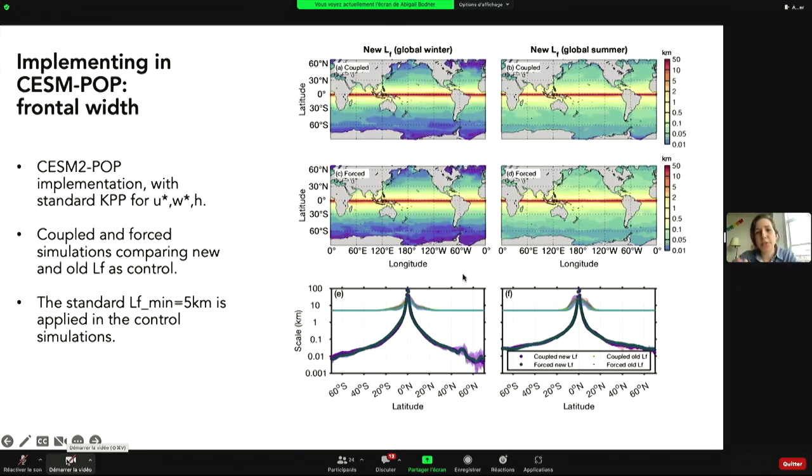Okay, so these are the same version of the plots before, where we're just looking at the global distribution of frontal width. Similar to before, we get these much sharper fronts, especially as we get far from the equator. And I would just like to highlight that in this version of CSM-POP, there is a minimum of 5 kilometers that gets set on this frontal width. That's set as a limiter, but I hope you can see how artificial this really is compared to what we think is happening from a physical perspective.